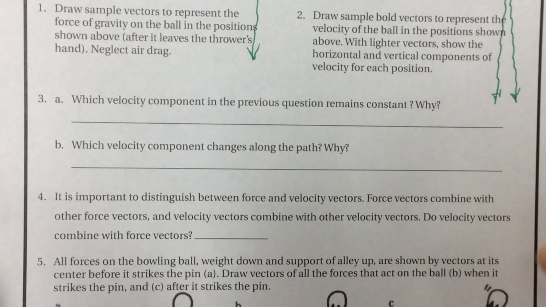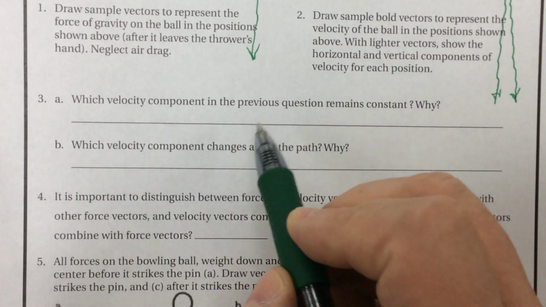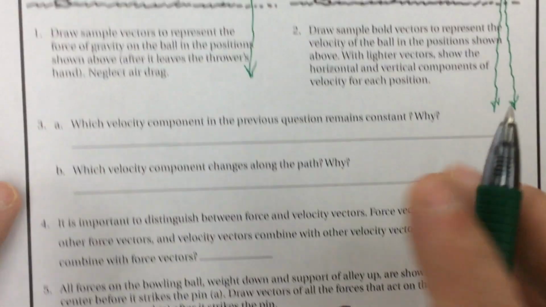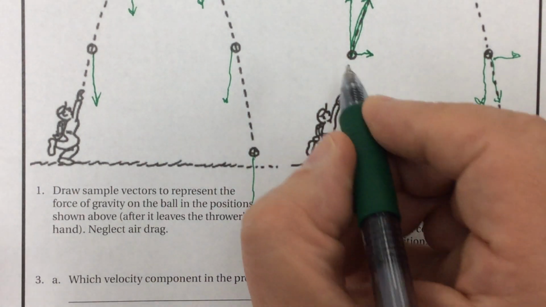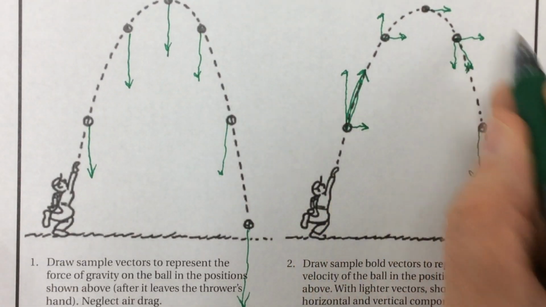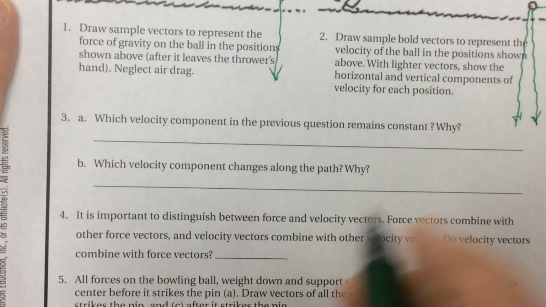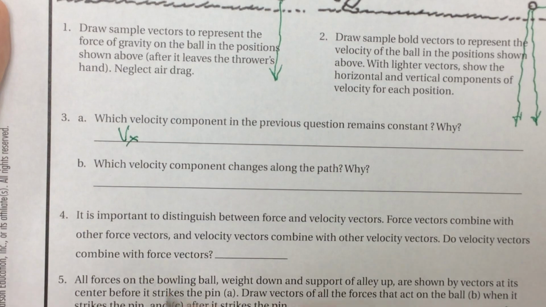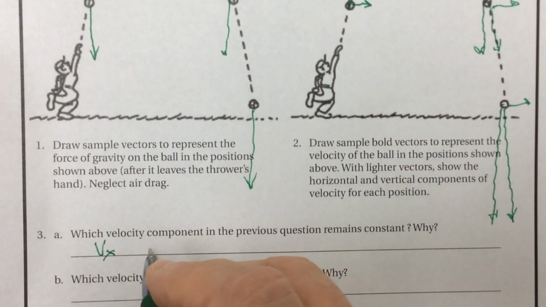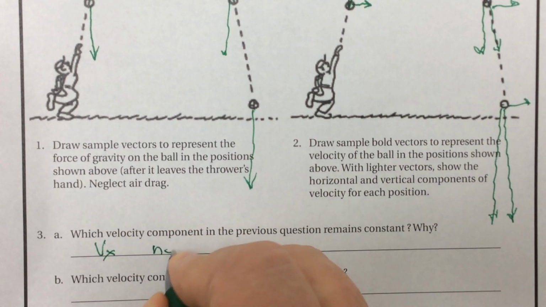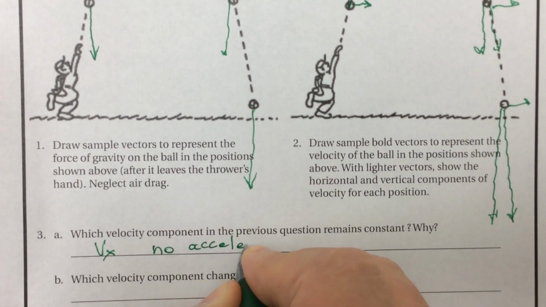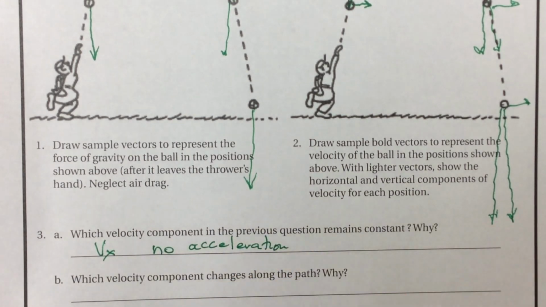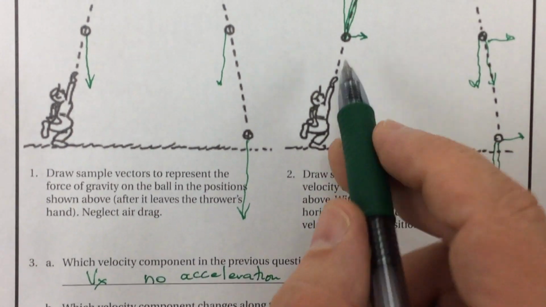So let's answer a couple questions. Which velocity component in the previous question remains constant and why? Oh, this is easy. This is review, right? These guys are constant. They're all the same. And why? Okay, so let's say the v sub x, which is your horizontal velocity, because there is no acceleration in the outward direction, so it won't accelerate. If there's no acceleration, then these are constant.